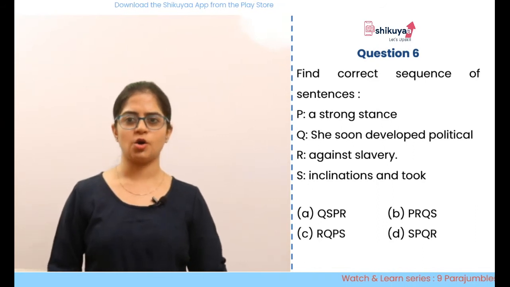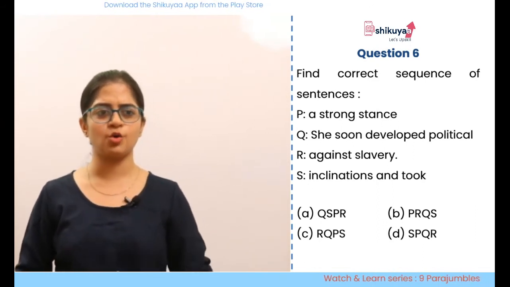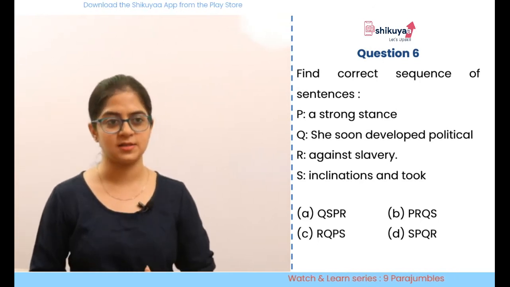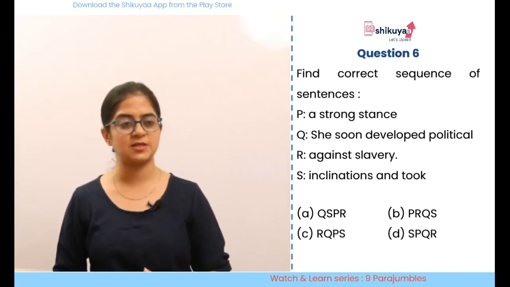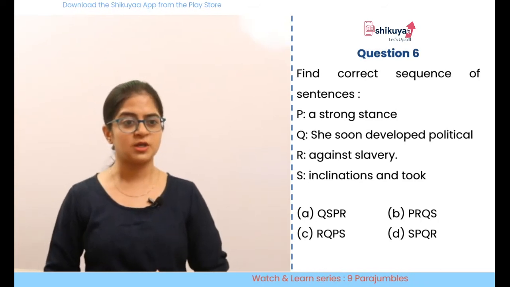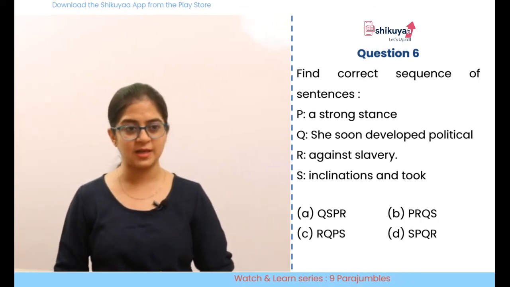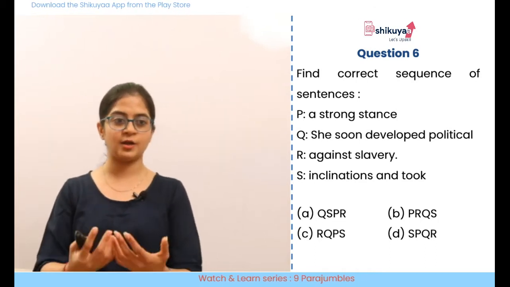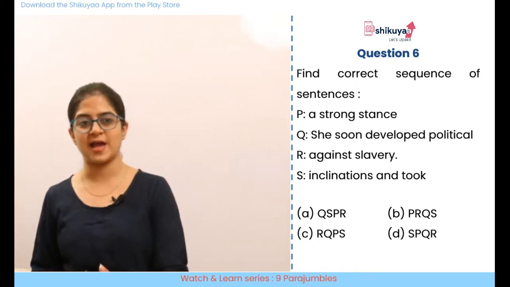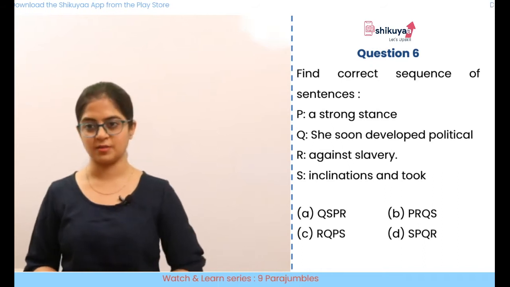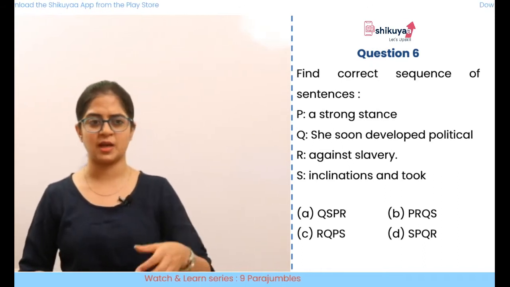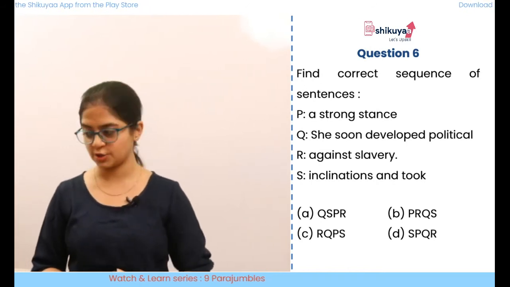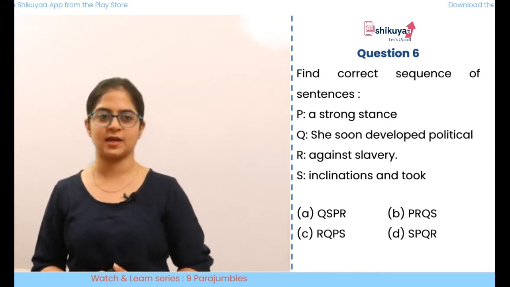Okay, so as most of you went with option A, good, it is the correct answer. Let us see how it makes a logical sequence. She soon developed political inclination and took a strong stance against slavery. It is really a short sentence. We can immediately put it into a proper order. Congratulations. Option A is the correct answer.